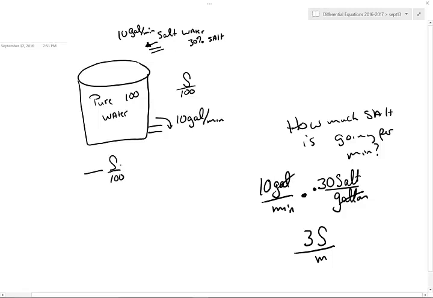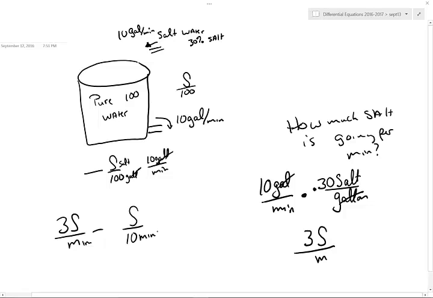This is in pounds of salt or whatever per 100 gallons. And we're going to multiply that by 10 gallons per minute. And the gallons cancel out, and I'm left with 10 over 100 going out at this rate. I'm going to write it like that for right now so you can see that per minute. Minus, I'm sorry, it's S over 10. Like so. Okay? That's the idea.